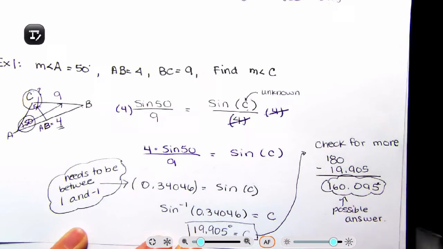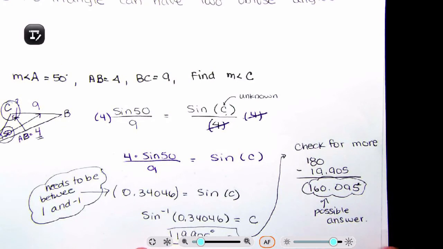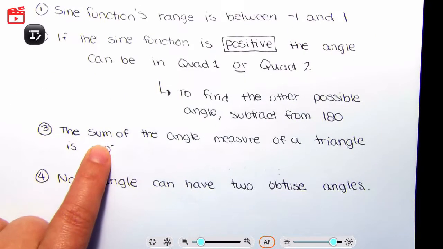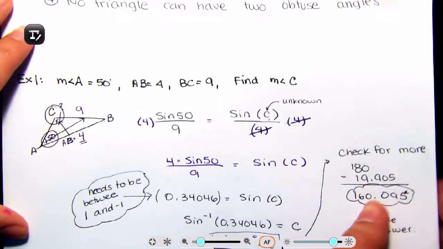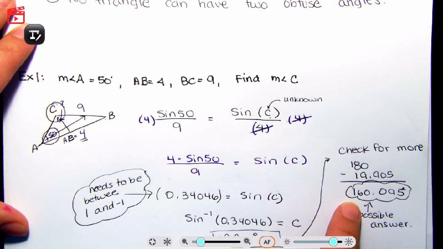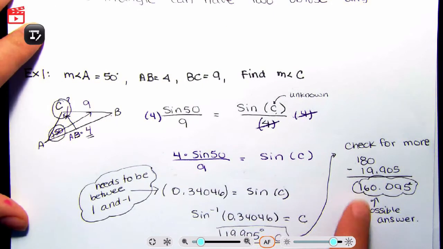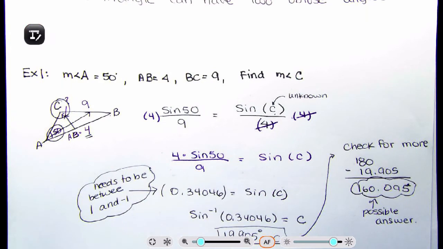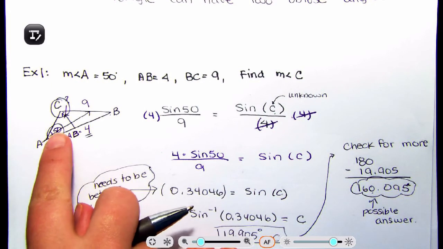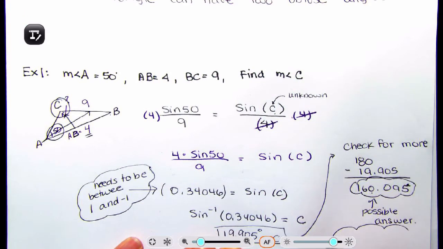We just need to make sure if it works or if it doesn't work. So we know that the sum of the angle measures of a triangle is 180 degrees, meaning if we add all of these angles together, it needs to equal 180 degrees. So if we are saying this angle C could potentially be 19.9 or it could potentially be 160, to check your answer, take the original value that you have and add them and see if it leaves room for a third angle.